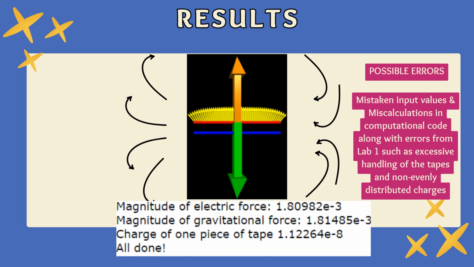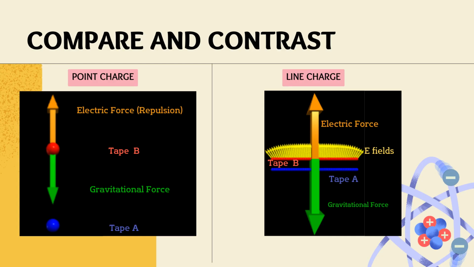Possible errors in this lab may include mistaken inputs and miscalculations in the computational code, along with errors carrying over from Lab 1 such as excessive handling of the tapes and non-evenly distributed charges. This slide simply serves to show the similarities and differences between the models of Lab 1 and Lab 2.